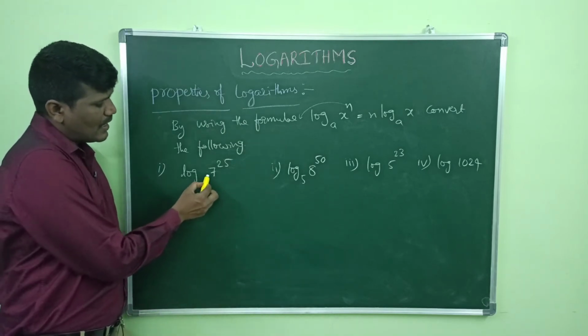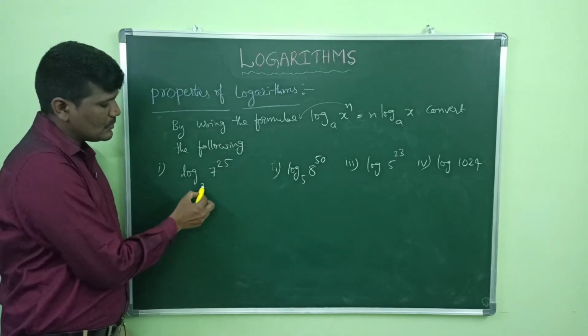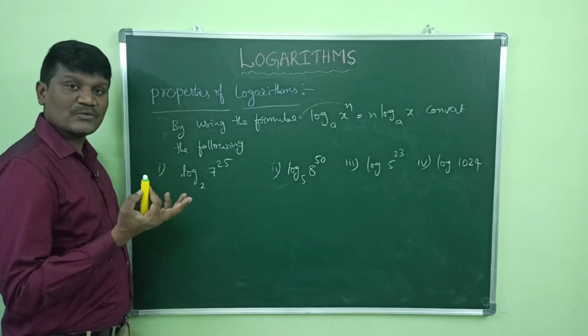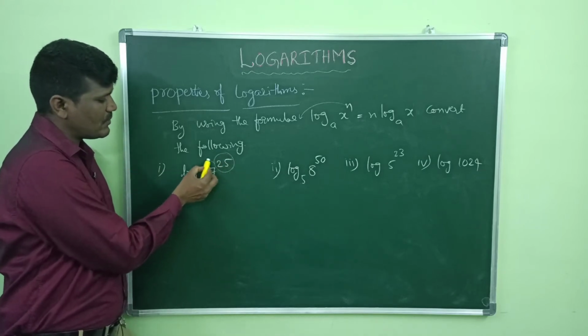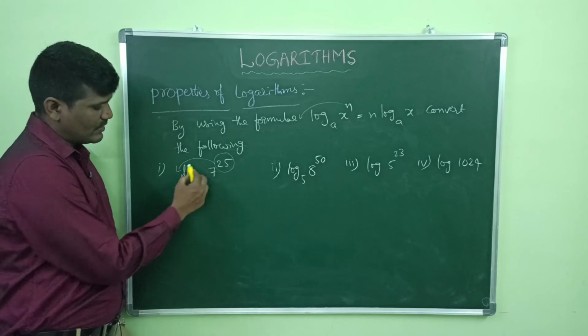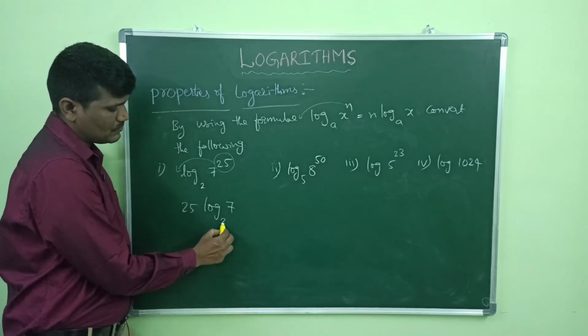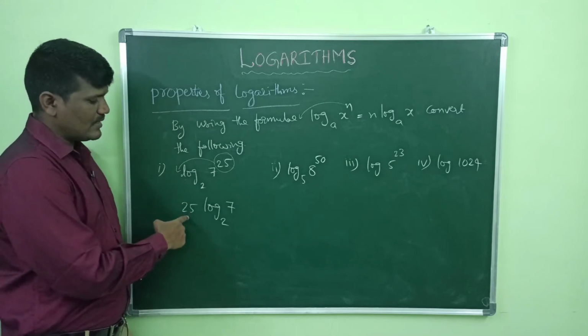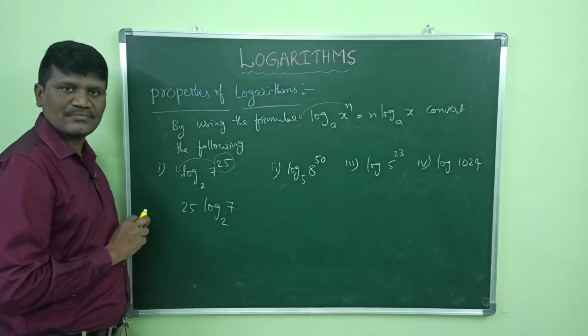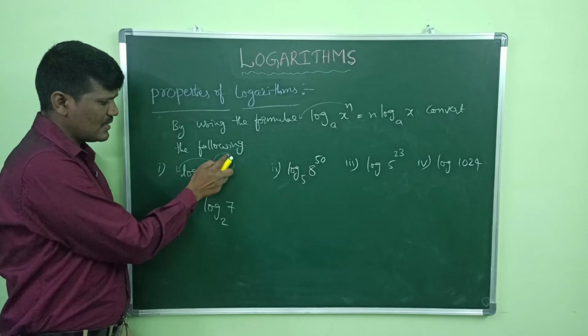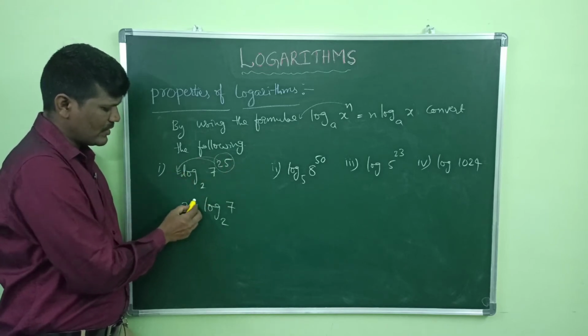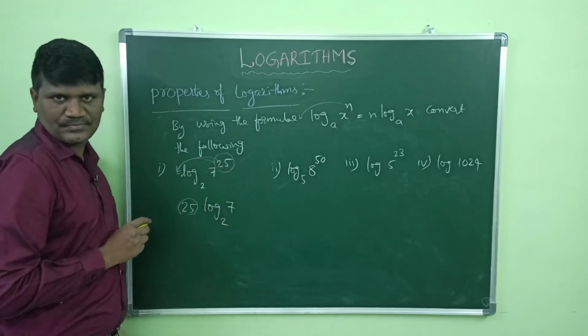Here, log 7 power 25 to the base 2. By using the formula, what can I write? Whatever power is there, the power will come at the start. So it will come as 25 log 7 to the base 2. This is the first one. If the power is there, it comes first. So 25 into log 7 to the base 2.